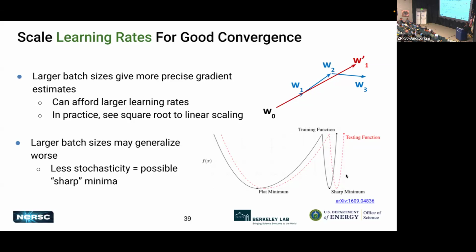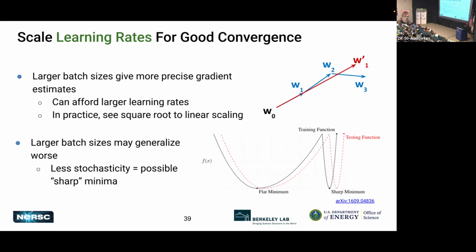You can't do this indefinitely. Data parallelism will stop for you at some point, and that is more of an optimization problem because large batch sizes may generalize worse. This is a paper that came out pretty long back, I think in 2017 or 2018, where they showed that if your batch size is really big, then your optimizer would force your weights to converge to a sharp minimum.